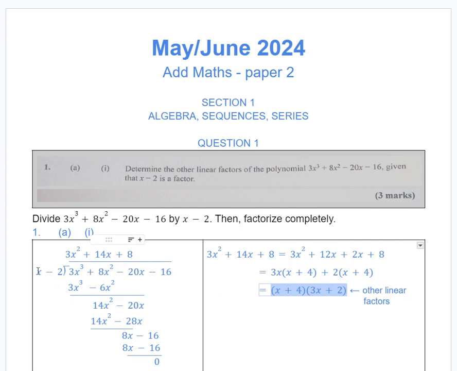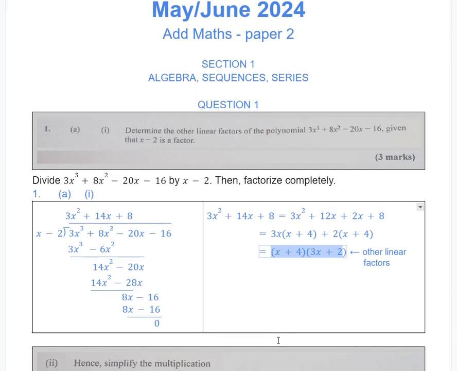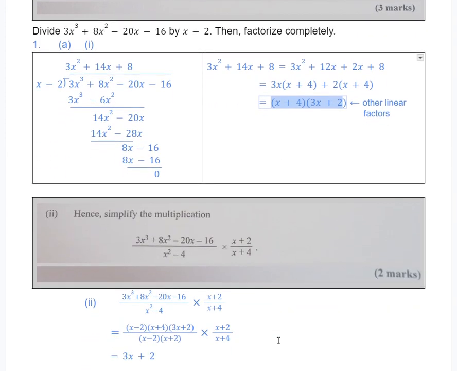Okay, so keep in mind that x minus 2 and these two, when multiplied together, give us back the polynomial. We'll need to use that just now. Right, so when we need to simplify what's given here, we have the same polynomial at the top. I will replace it with the three linear factors.